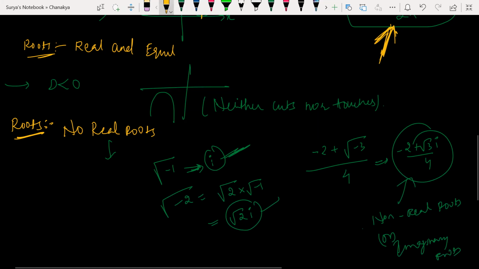Why are we calling that imaginary? Why? Because i is involved. i is getting involved here. That is what is called imaginary roots here. I hope it is clear with everyone, beta. Did you understand? Yes, sir.